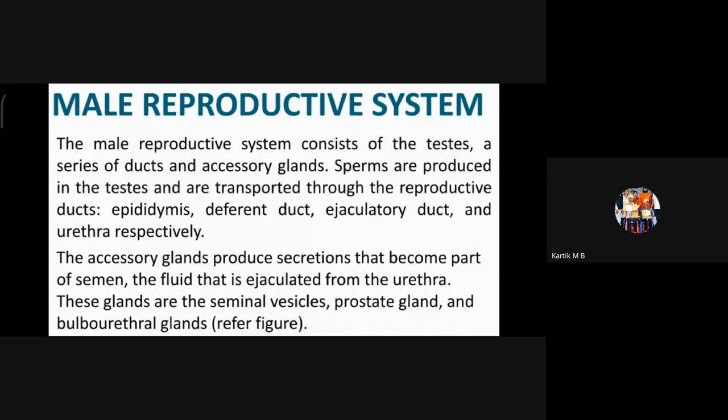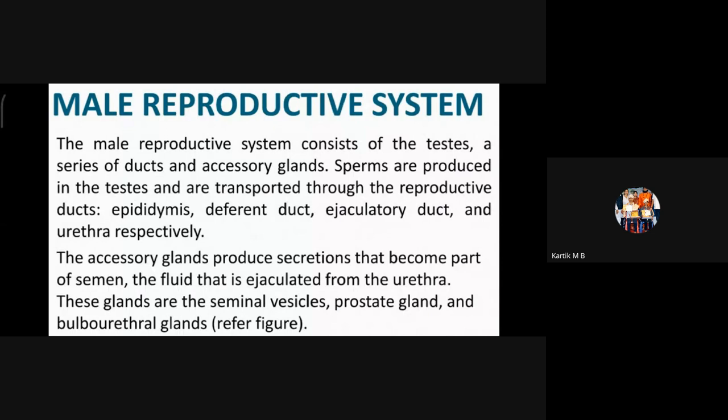The accessory glands produce secretions that become part of semen, the fluid that is ejaculated from the urethra. Okay, so what is semen? Semen is the fluid that is ejaculated from the urethra.